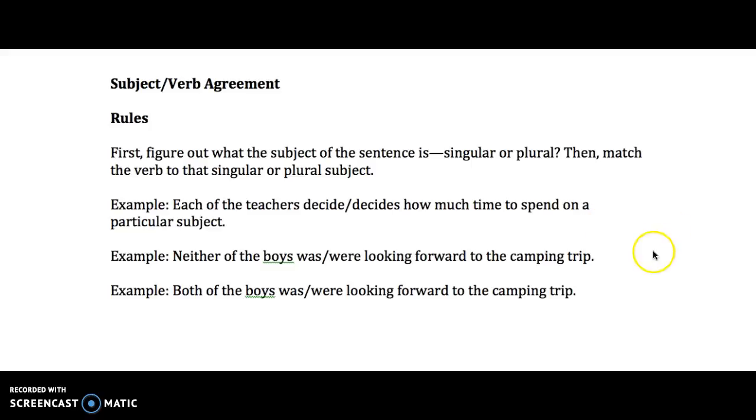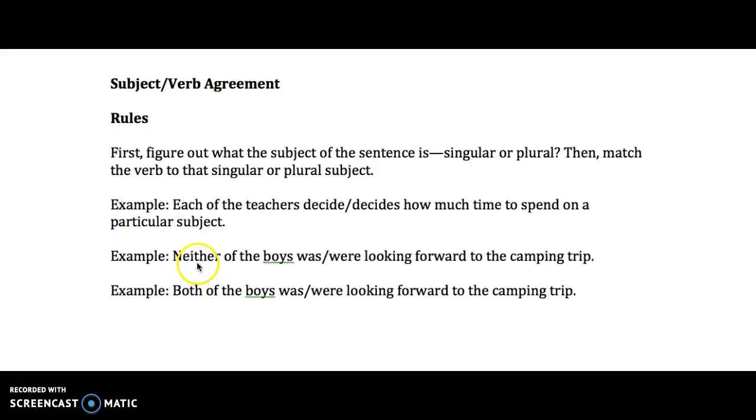Let's go on to the next example. Neither of the boys was or were looking forward to the camping trip. So is neither, well, first of all, let's establish that neither is the subject. It's not boys, it's neither. Neither of the boys. So when you're talking about a neither, are you talking about both boys or one boy at a time? You're talking about one, neither of the boys. So it's singular. Neither of the boys was or were looking forward to the camping trip.